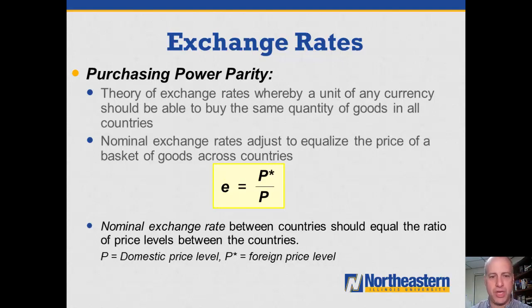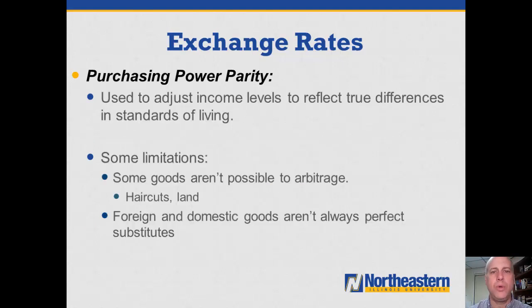The nominal exchange rate between countries should equal the ratio of their price levels between countries. So the nominal exchange rate should represent the foreign price level divided by the domestic price level. And the price levels are usually measured in, say, the Consumer Price Index in the United States, or other measures that are used to measure inflation and the price level in foreign countries. We use purchasing power parity measures to adjust income levels to reflect differences in standards of living.